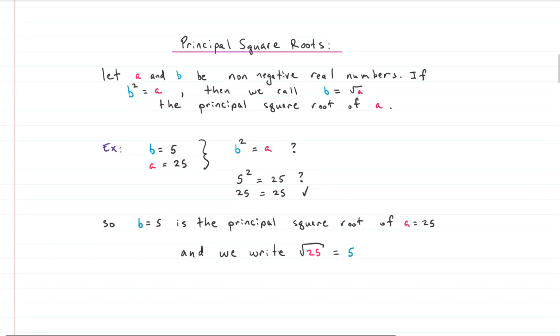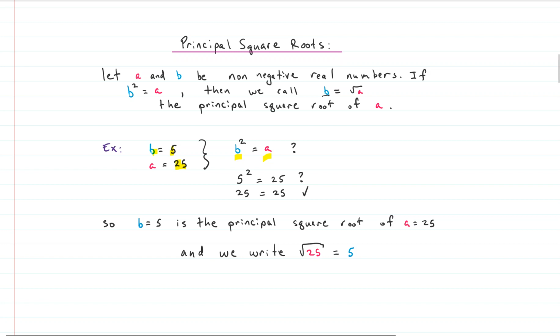Let's talk about principal square roots. So if we let a and b be non-negative real numbers, and if b squared equals a, then we can call b, which is the square root of a, the principal square root of a. So let's talk about an example here to make this a little more concrete. If we let b equal 5 and a is 25, then the question we have is, does b squared equal a? If it does, then b is the principal square root of a.